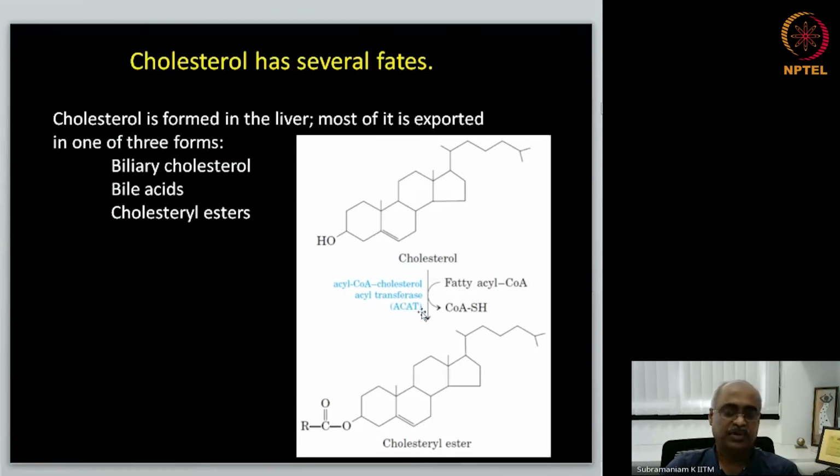So this is an important enzyme, ACAT, acyl-CoA, that would be the fatty acyl group, this R group, cholesterol, acyl transferase. So between these two molecules, like fatty acyl-CoA and cholesterol, it transfers the acyl group, and that's why it is acyl transferase.